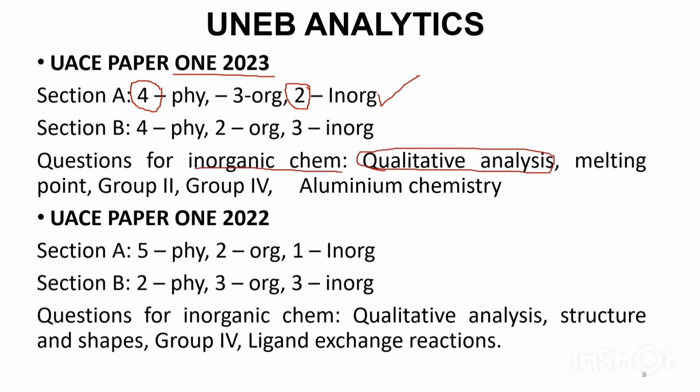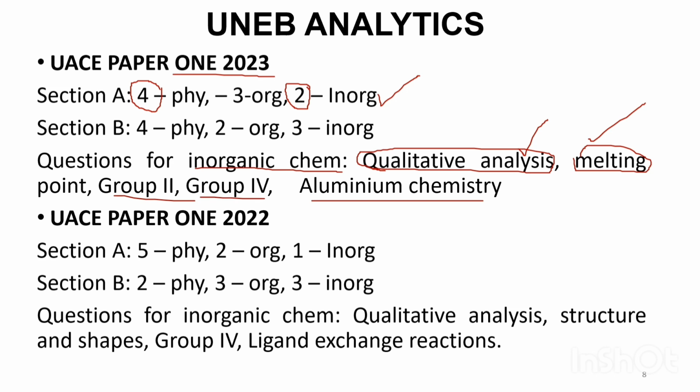Then there was group 2 in section B, and some group 4, somewhere, and the aluminium in group 4 in section B. So a student could handle physical well, handle organic well, then have 1 question in section B. Of course, these qualitative and melting points were massed in section A.